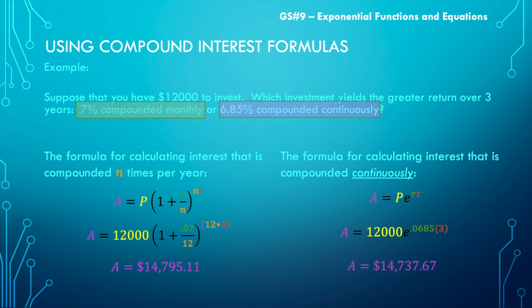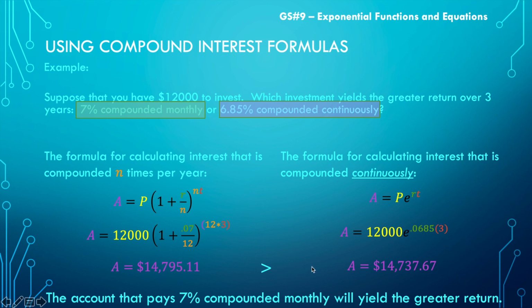So we're going to go ahead and crunch this number here, and we should end up at this value. Your accumulated value is $14,737.67. So with these accounts, we start with 12,000. We grew these accounts by almost $3,000 in the course of 3 years. But this account over here is a little bit greater, and so that's really where we would want to put our money. The account that pays 7% compounded monthly will yield a greater return. And you would want to make a statement like that. After you've crunched the numbers and shown your calculations, you would want to then interpret your answer.